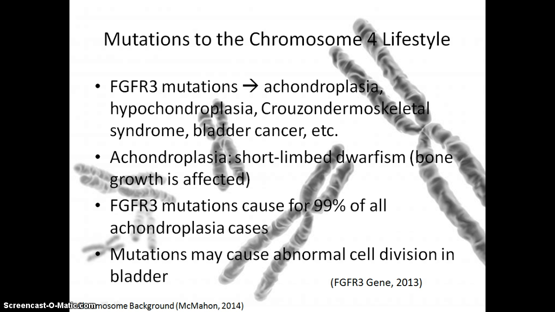Mutations to FGFR3 lead to various diseases such as achondroplasia, hypochondroplasia, Crouzon dermoskeletal syndrome, bladder cancer, and other diseases. Achondroplasia is short-limbed dwarfism, which is a result of bone growth being affected. FGFR3 mutations cause almost all of achondroplasia cases. And mutations may cause abnormal cell division in the bladder, which leads to bladder cancers.